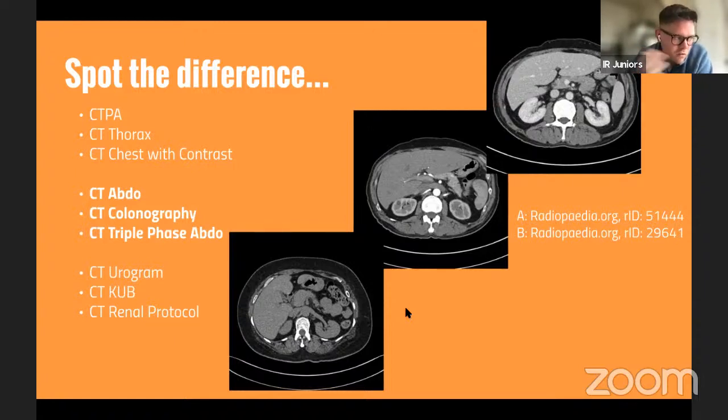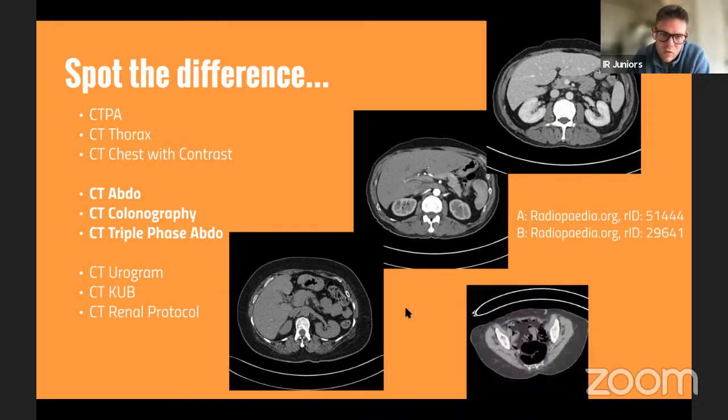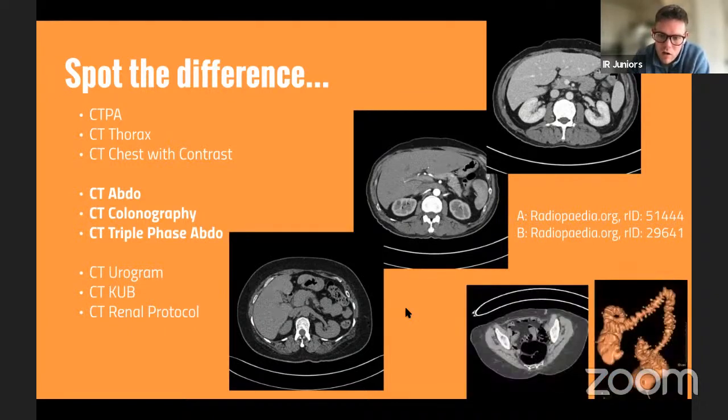You can often weigh up the risks and benefits of sending a patient for a scan and not necessarily realize that it's going to involve three exposures to radiation. The last one was CT colonography, which wasn't there. This shows, hopefully you can see this okay, a dilated colon. Some air has been insufflated into the colon, and then there's a 3D reconstruction of that as well.